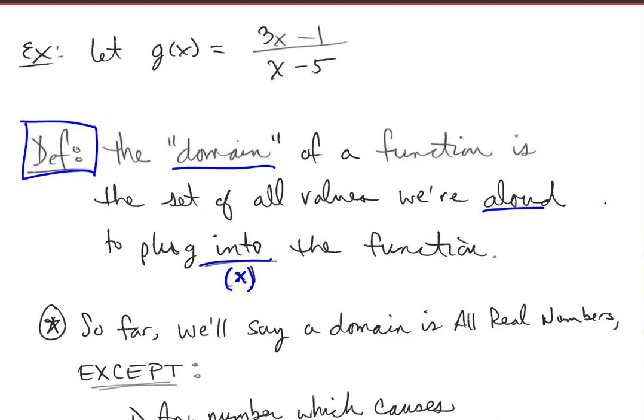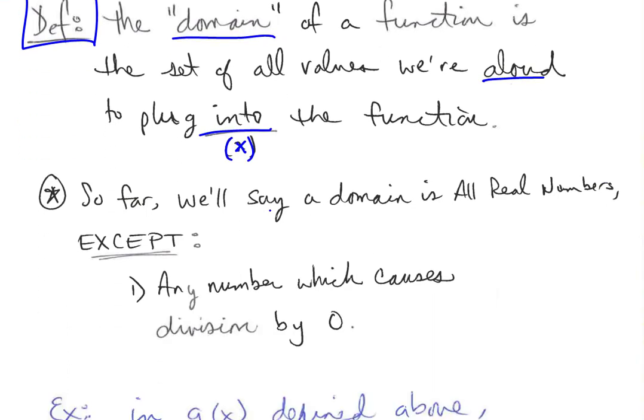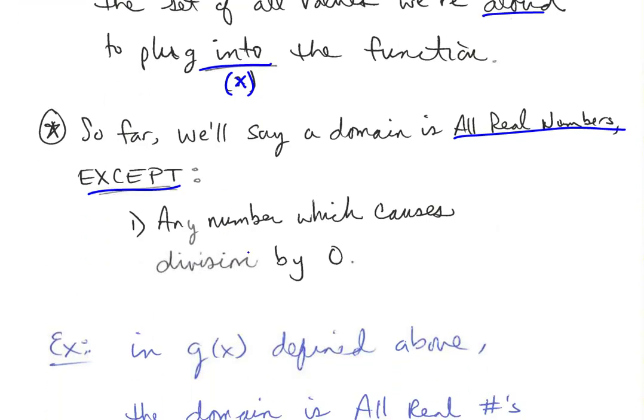Well, you may ask, what wouldn't we be allowed to plug into a function, right? What kind of number? Well, so far, we'll say a domain is all real numbers except the following. So, good question. What wouldn't we be allowed to plug in? We're going to say we can plug in anything we want except any numbers which cause division by 0. So as you may recall from arithmetic, we cannot divide some number by 0. Like 2 divided by 0 doesn't make any sense, it's undefined. And so it would make sense that to define a domain, we wouldn't be allowed to use anything that might cause this particular problem.